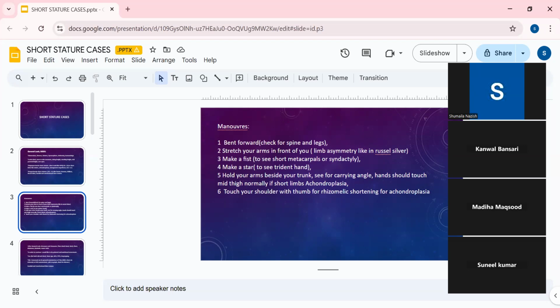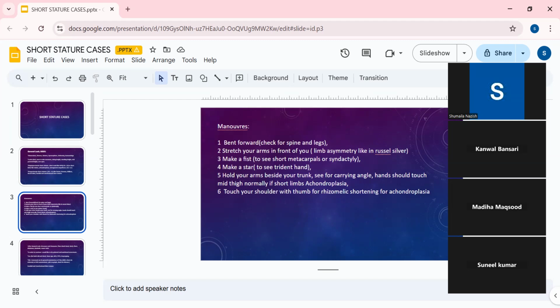The other one will be you will ask the child to stand straight and stretch the arms in front of you, okay, to look at any limb asymmetry. That can be found in short stature would be Russell Silver, okay? But if a tall stature with the limb asymmetry is there, then it could be Beckwith Wiedemann. So you will ask the child to stretch the arms in front of you so you can look for any asymmetry of the hands.